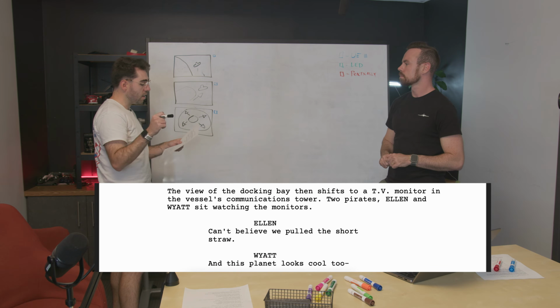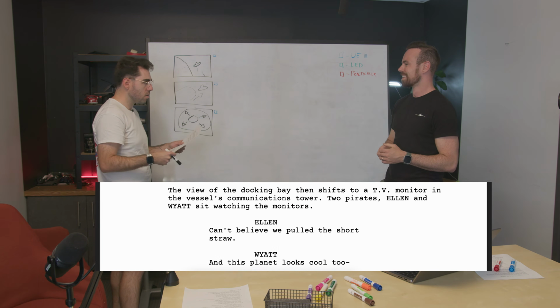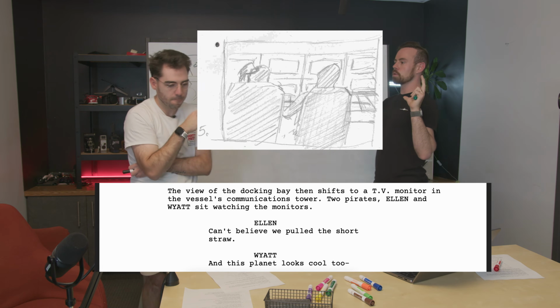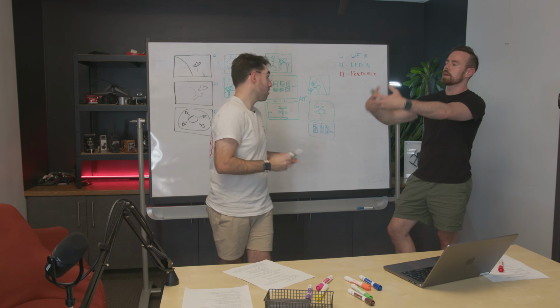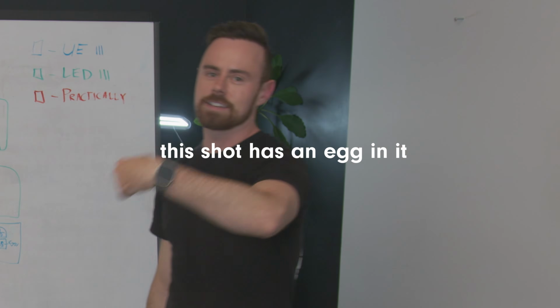Two pirates, Ellen and Wyatt, sit watching the monitors. So that's the establishing shot, almost like a medium or a wide, where you just see their upper body from behind. Because it's more of an Easter egg. We don't want to give away the whole story. We want an Easter egg. So we're back in this room. Ellen's same on the environment. I think that we should actually start off a bit wider.